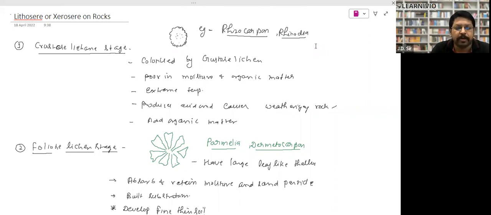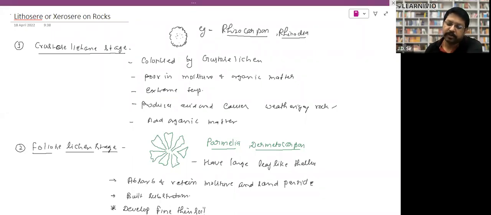So very first, what will happen? Very first, the lichen, the plant which will arrive at that naked area where no vegetation exists. Those will be crustose lichen, right? So the first phase will be the crustose lichen stage, and these crustose lichen look like crust, right? The examples are Rhinodina and Rhizocarpon, right?